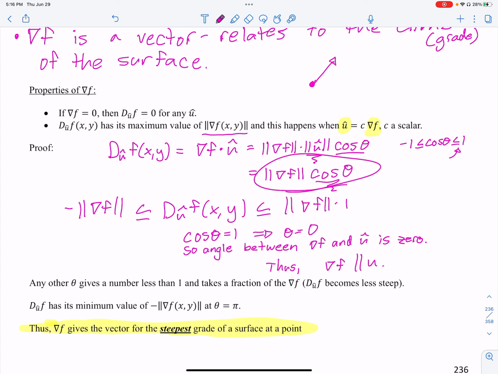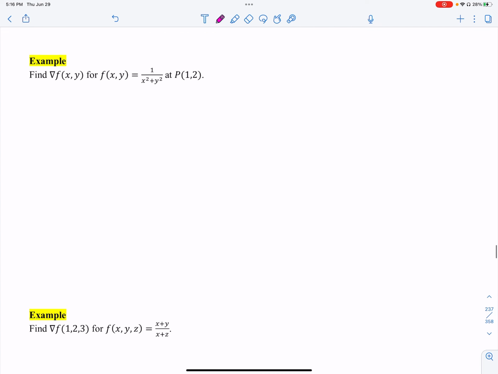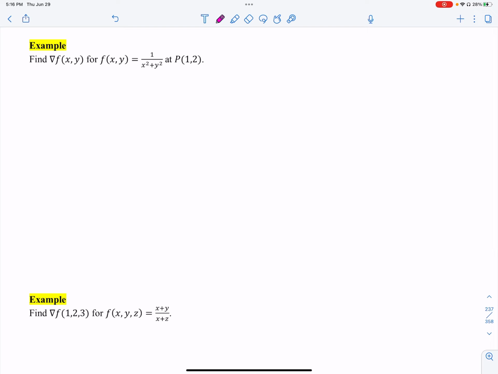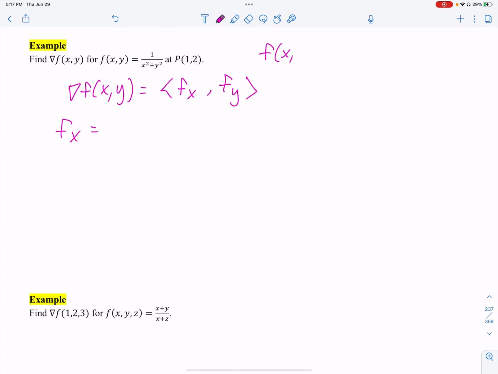Okay, let's find some gradients. Calculating them is not too bad. The concept is giant. Okay, so the gradient of f, they gave me this function. So all I need for the gradient, remember, the gradient of f is the partial of f with respect to x, partial of f with respect to y. So there's my gradient of f. So I need both of those. I have f. You can do this multiple ways. I think I am going to rewrite my function.